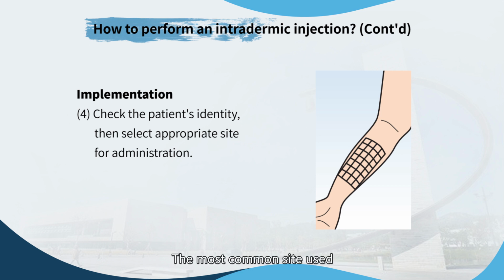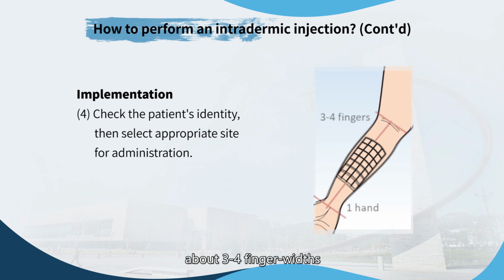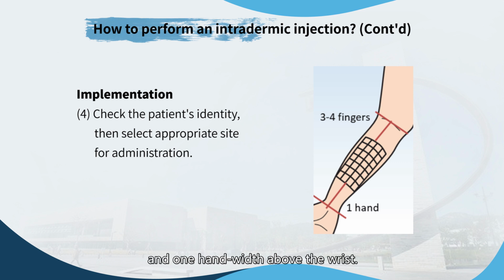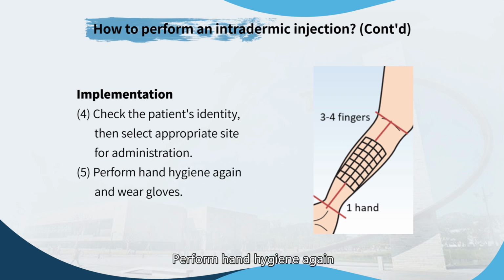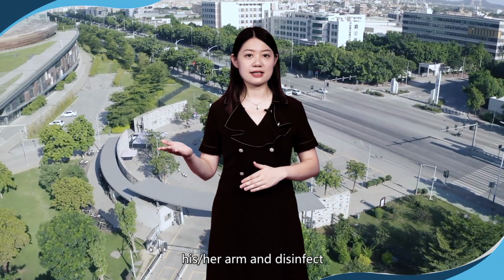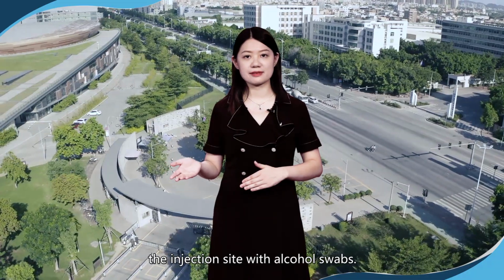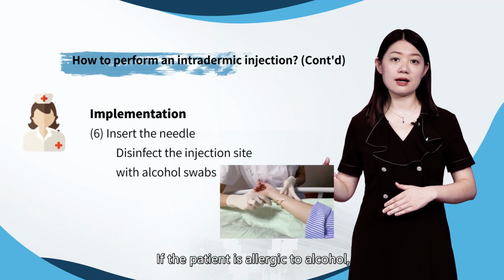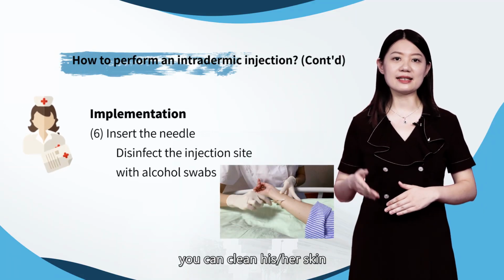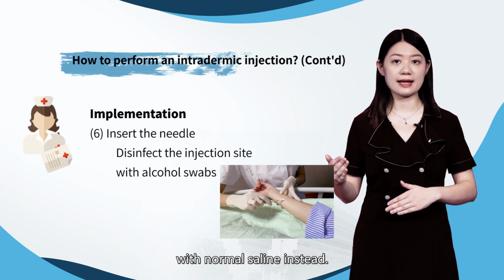The most common site used is the inner surface of the forearm, about 3 to 4 fingers width below the antecubital space, and 1 hand width above the wrist. Perform hand hygiene again and wear the gloves. Ask the patient to extend his or her arm and disinfect the injection site with alcohol swabs. If the patient is allergic to alcohol, you can clean his or her skin with normal saline instead.